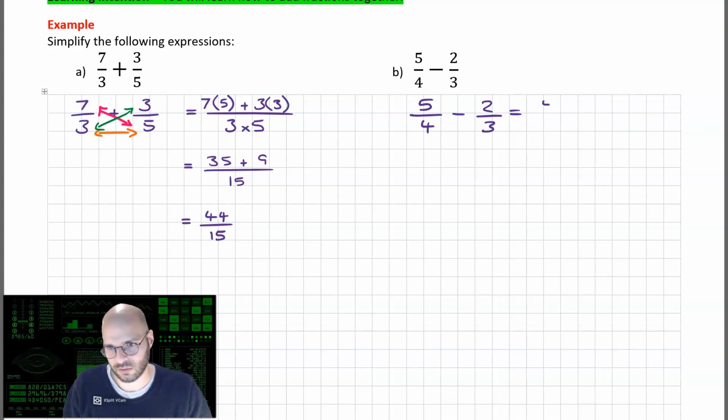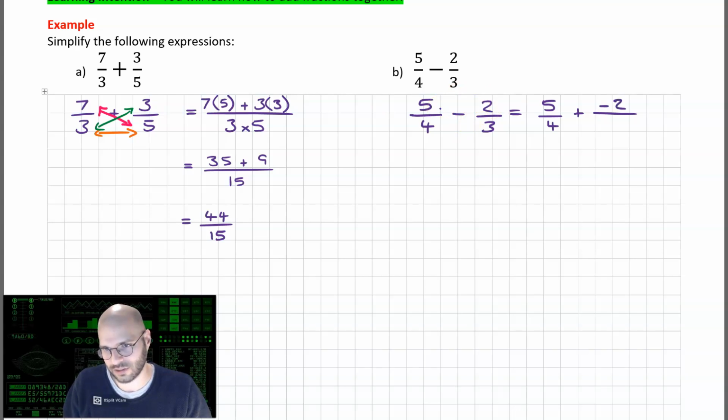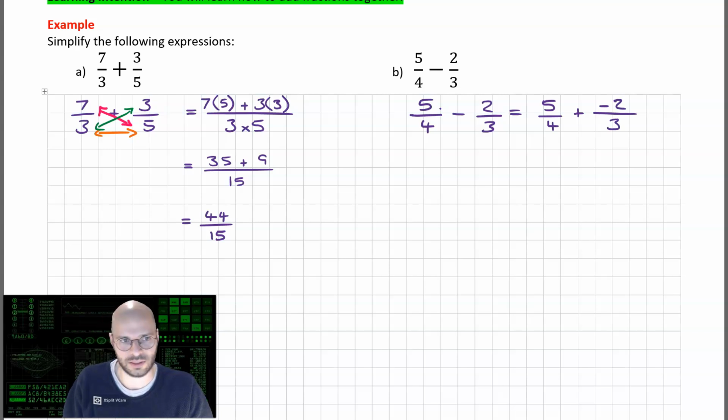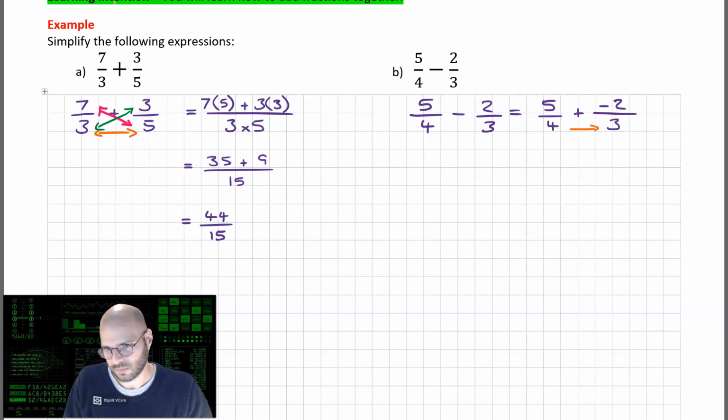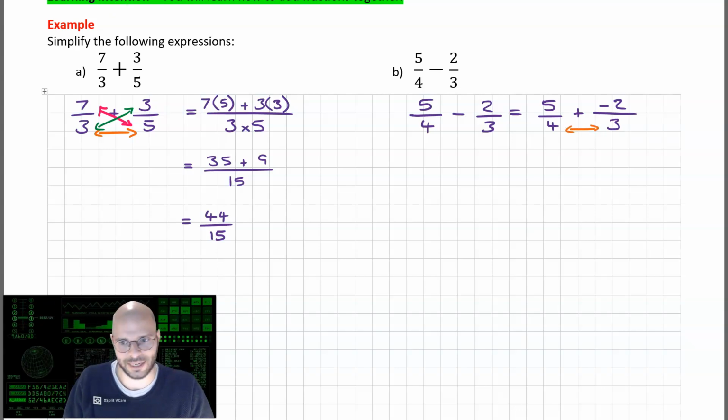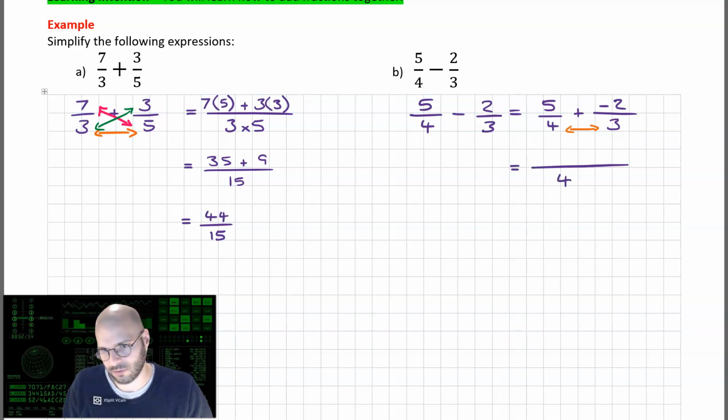To do this, we'll start off and we'll go 5 over 4, then we'll just change it to plus. But this plus will have a consequence. The negative over here, we're going to give it to the 2 in the numerator here, so it becomes minus 2 upstairs and 3 downstairs. Now we can simply just use the butterfly method. Working this out, I get my two denominators and I'm going to multiply them together. This will become 4 times 3.